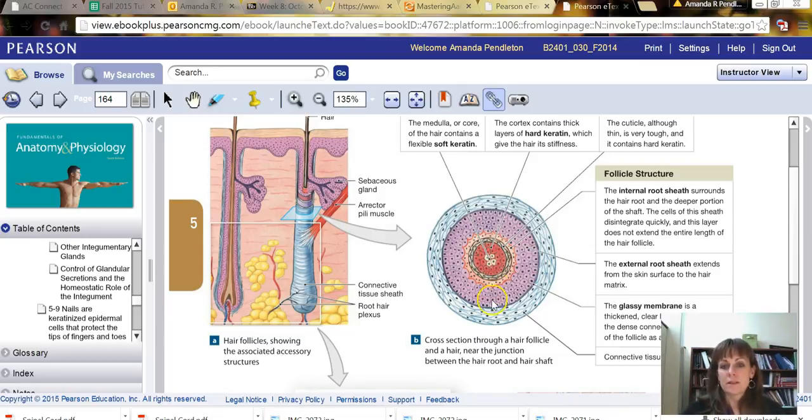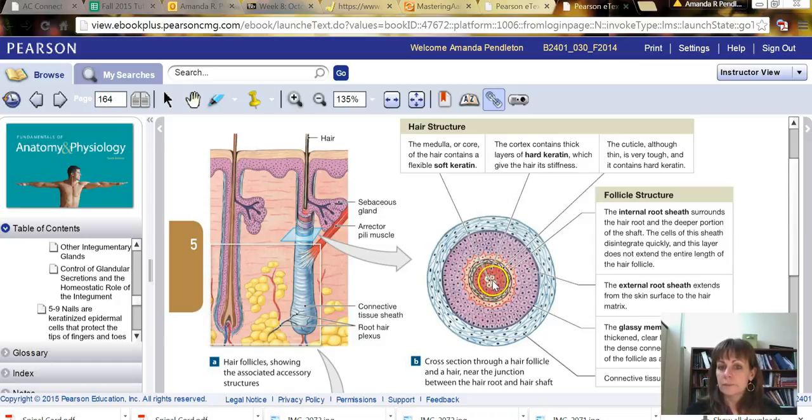Okay, and so here we can see that that inner layer is going to be the medulla. This next layer is the cortex, and then finally we have the cuticle. Okay, so if I'm touching my hair, I'm touching my cuticle most of the time, unless I have split ends or something like that, or damage to my hair.